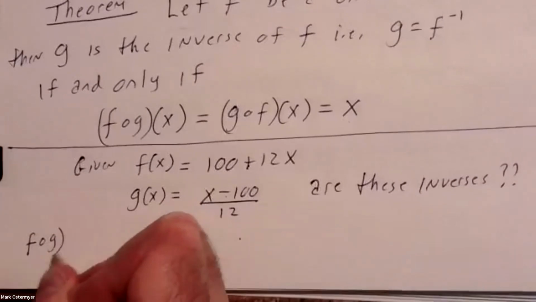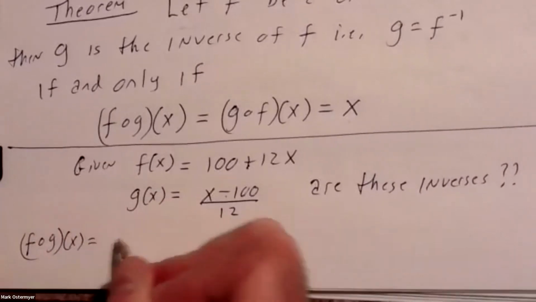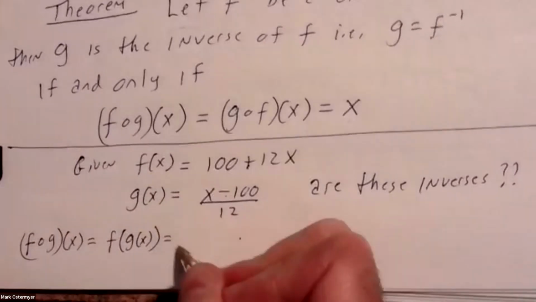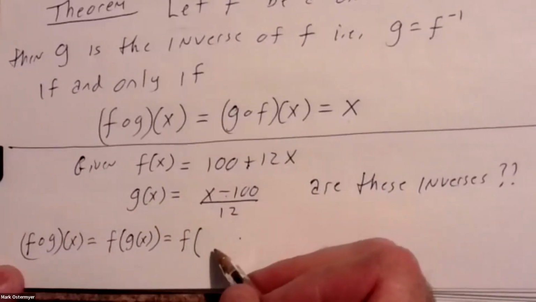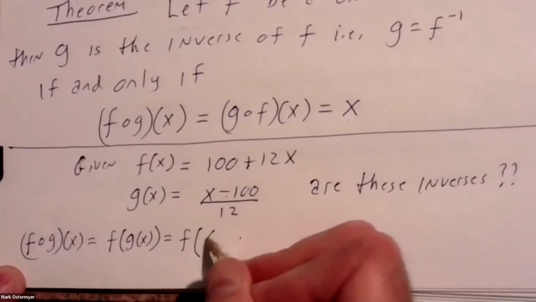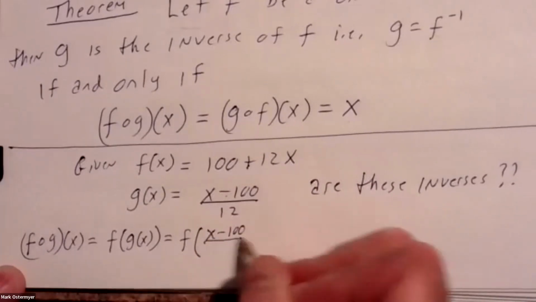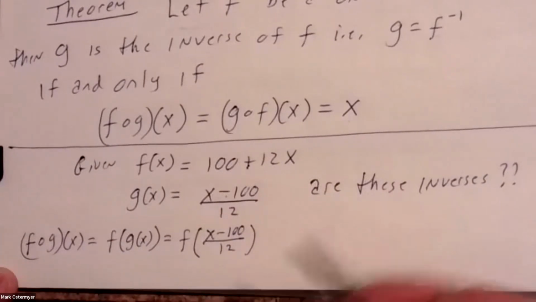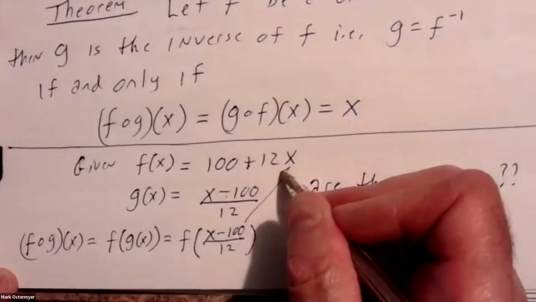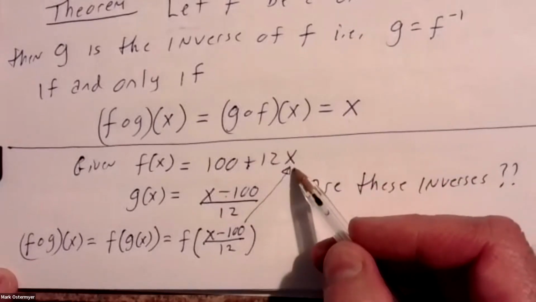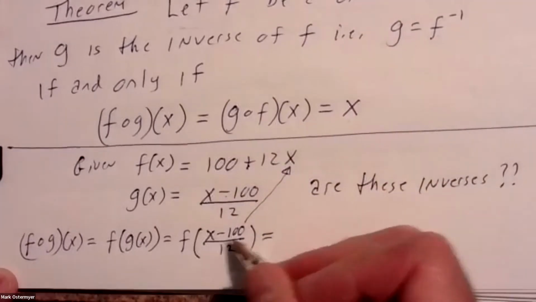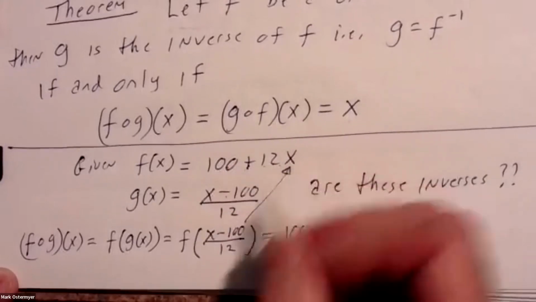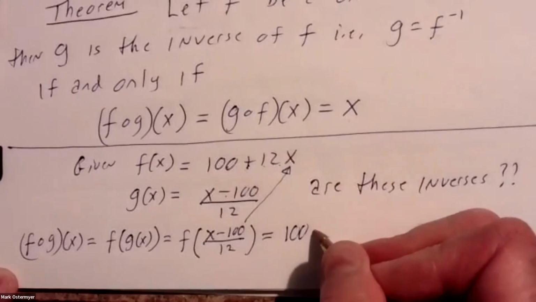Let's look at f composed with g of x. F composed with g of x is the brand new function called f of g of x, which means it's going to be f taking on the value of g of x, being x minus 100 over 12. So x minus 100 over 12 now becomes the input in the function f. This expression drops right in for x in the definition of function f. So f evaluated at x minus 100 over 12 is going to be 100 plus 12 times x minus 100 over 12.